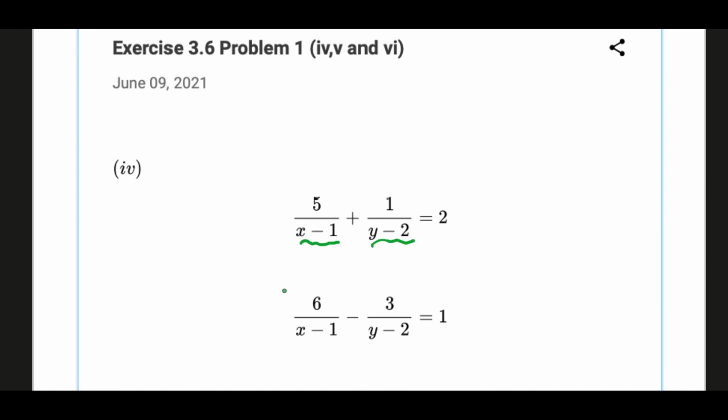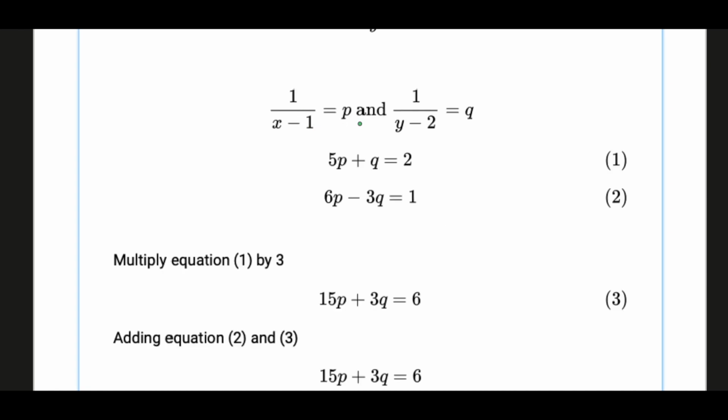So what we will do is we will substitute 1 by x minus 1 with some other variable and 1 by y minus 2 with some other variable. So now let 1 by x minus 1 equals to p and 1 by y minus 2 equals to q. So we can write our equations as 5p plus q equals to 2 and 6p minus 3q equals to 1.